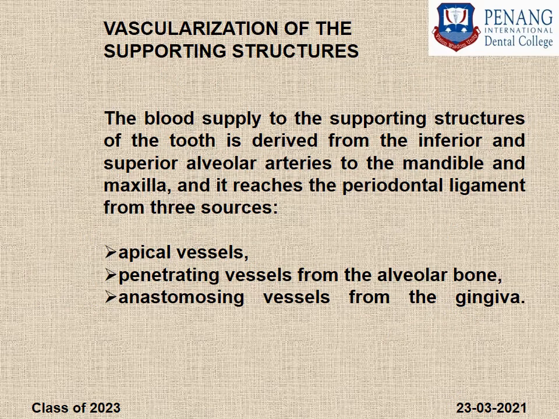Coming on to the vascularization of the supporting structures, the blood supply to the supporting structures of the tooth is derived from the inferior and superior alveolar arteries of the mandible and maxilla, and it reaches the periodontal ligament from three main sources. First is the apical vessels, second is the penetrating vessels from the alveolar bone, and third is the anastomosing vessels from the gingiva.